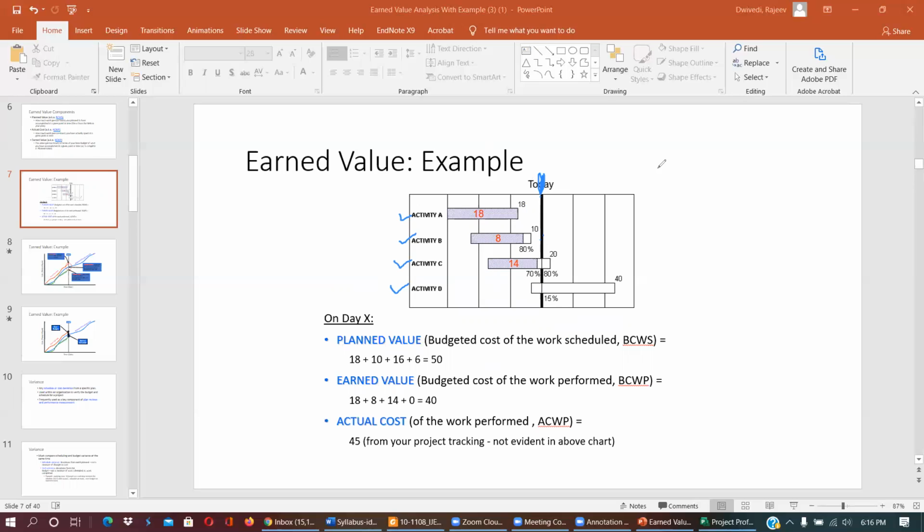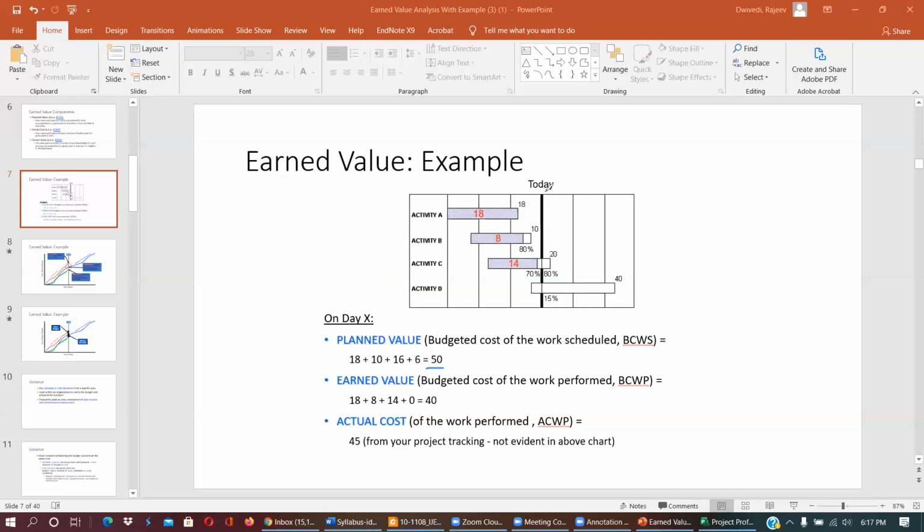So this is the planned value: activity A is 18, completed fully; activity B is 10; 80% of activity C, which is 20, is 16; and 15% of 40 is 6. The total planned by this day is 50. You can do this at any point of time to check the progress of the project.